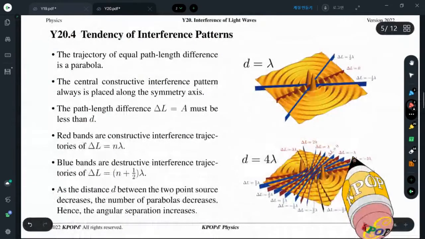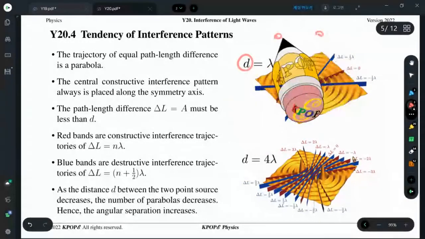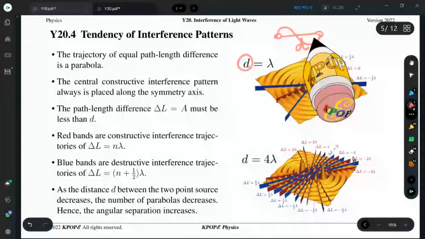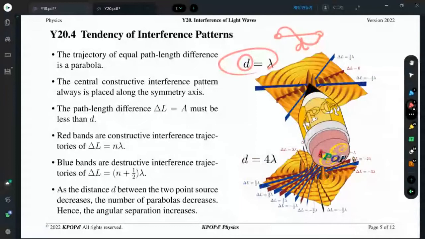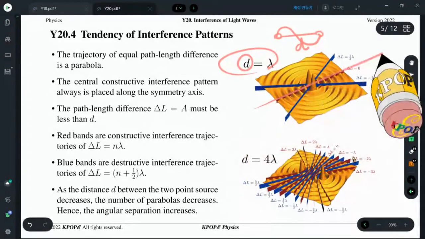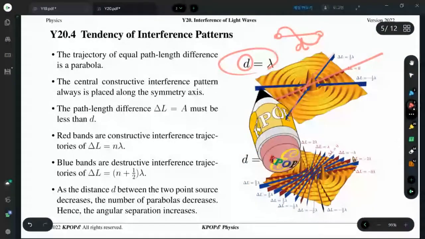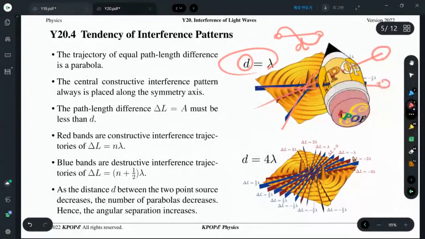So let us investigate the interference pattern when the distance d between the two sources is the same as the wavelength. In this case, we have an interference pattern which is magnified in here and in here: destructive, constructive, destructive.